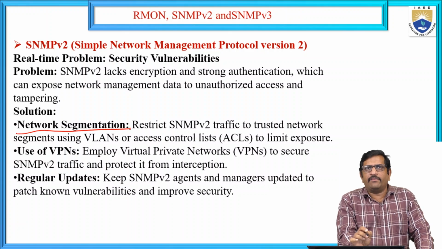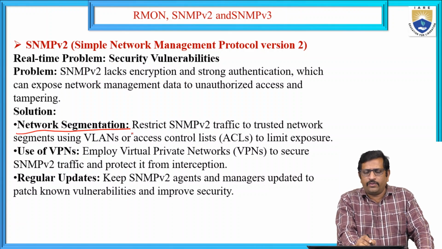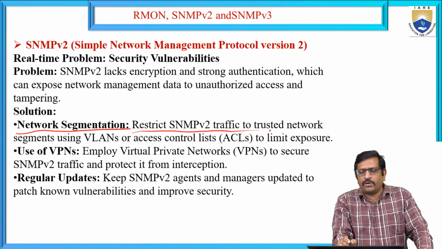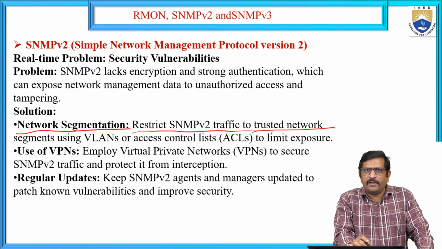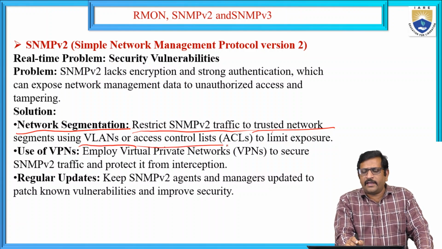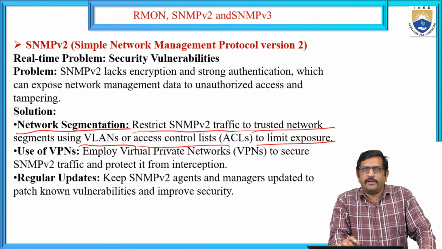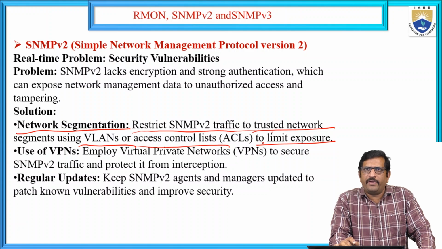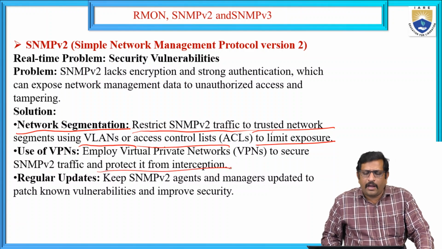Network segmentation restricts SNMPv2 traffic to trusted networks using VLANs and access control lists to limit exposure. Use a VPN, which employs virtual private networks to secure SNMPv2 traffic and protect it from interception. Next, regular updates.